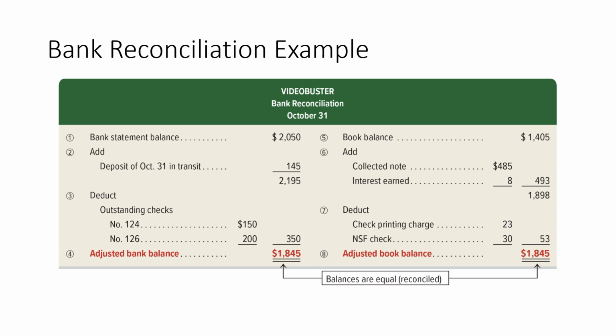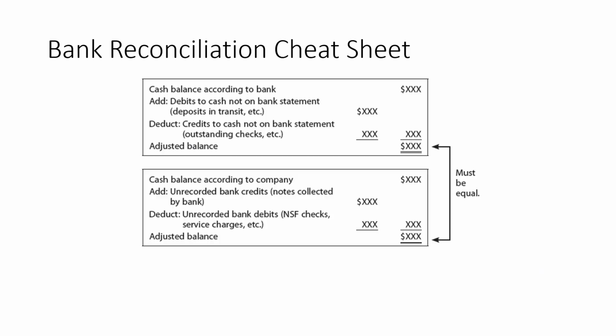Then you subtract out any deductions that you see on the bank statement that you haven't already recorded on the books. So there was a check printing charge, so that's a bank fee. On the books, they hadn't recorded that yet. And then a non-sufficient funds check, that was a bad check that they're now having to subtract back out of their book balance. So once you do that, you'll notice that you'll get to your adjusted book balance. And again, what needs to match are the adjusted bank balance and the adjusted book balance.